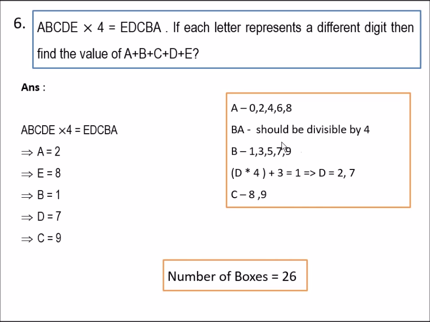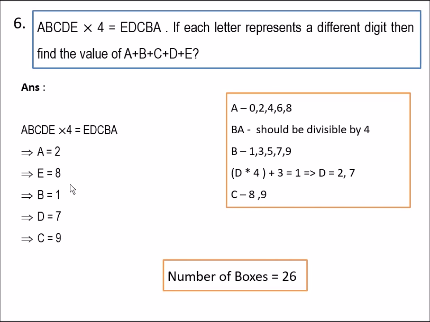So the possible numbers for B are 1, 3, 5, 7, 9. But 5, 7, 9 are not possible since it will lead to a carry. So the possible numbers are 1 and 3. So B is equal to 1, since if B is equal to 3 then there will be a carry to A, which again makes A an odd number.